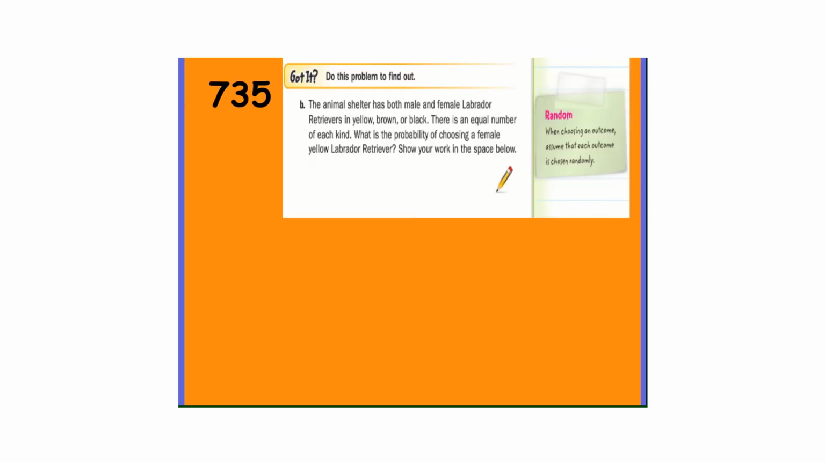Part B. An animal shelter has both male and female lab retrievers in yellow, brown, or black. There's an equal number of each kind. What is the probability of choosing a female yellow? Show your work in the space below. So go ahead and pause and do that.